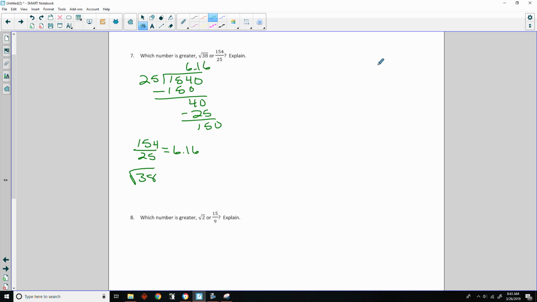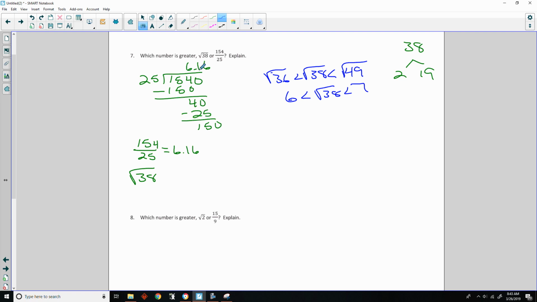The square root of 38, okay, I'll do a factor tree first. That's 2 times 19, and 19 is prime, so that's the end of my factor tree. I don't have any pairs, so I cannot simplify the square root of 38. So now I need to focus on it: 6 times 6 is 36, and 7 times 7 is 49, so the square root of 38 is between the square root of 36 and the square root of 49, so therefore it is between 6 and 7.